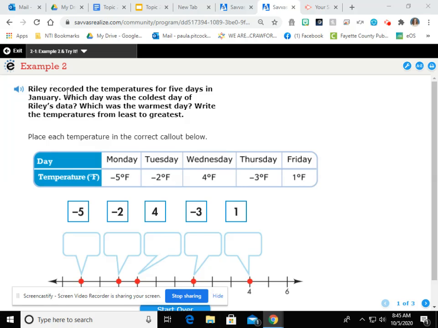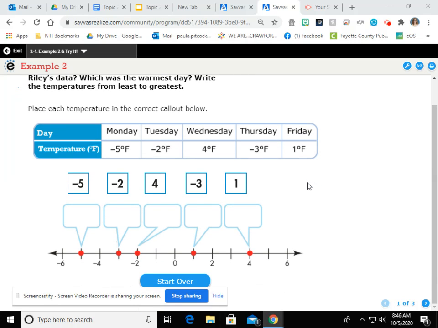All right, so it says Riley recorded the temperatures for 5 days in January. So these are the temperatures he recorded. It wants to know which day was the coldest day, which was the warmest day, and then write them from least to greatest. All right, so what it gives me are these boxes that I can drag.